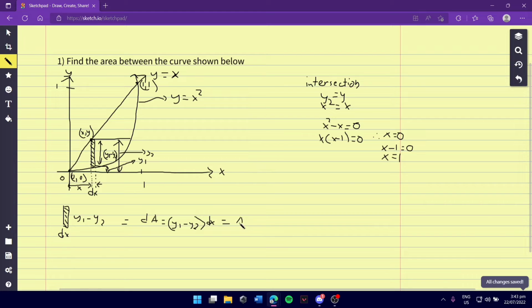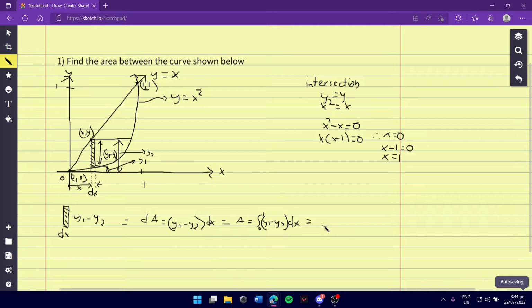Next, integrate both sides. We have A equals the integral of y1 minus y2 times dx. Next, we will distribute. The limits: this is your 1, 1, and this is your 0, 1. So this is your limits, 0 to 1.